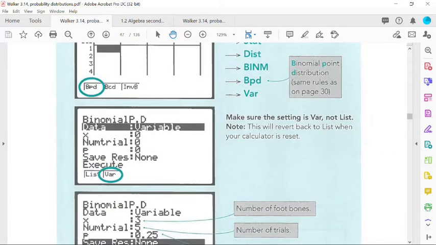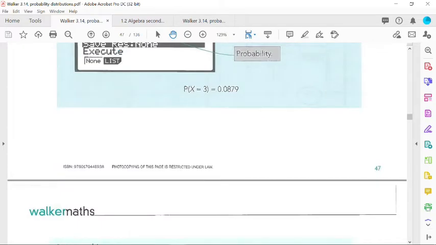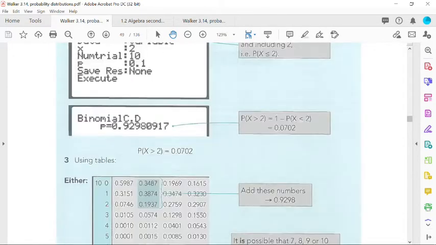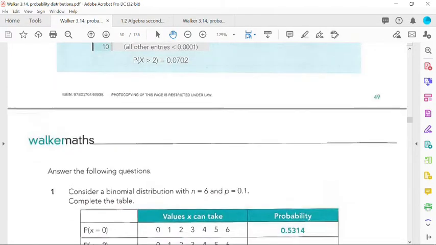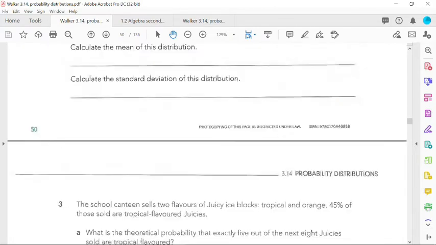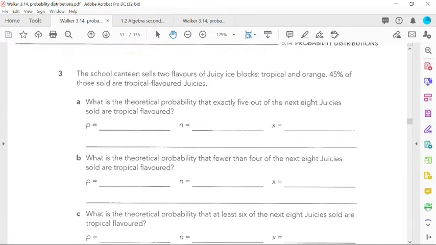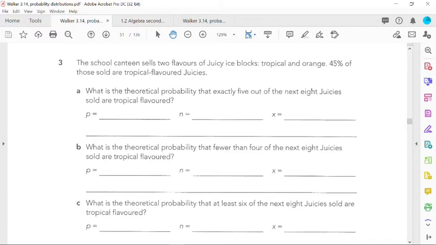So let's just go to a couple of these exercises and practice some together. These begin on page 51. So page 51 in your book is where we are.